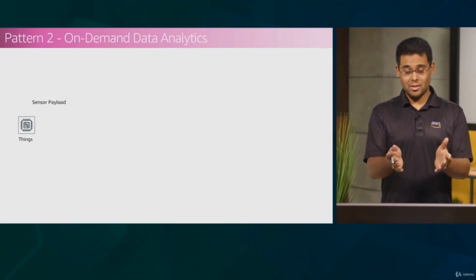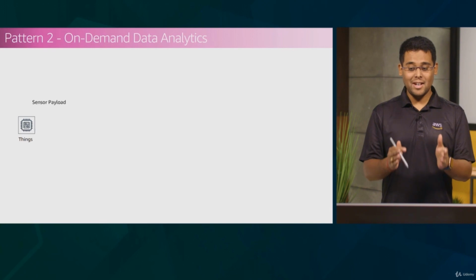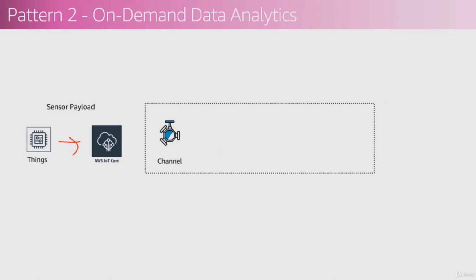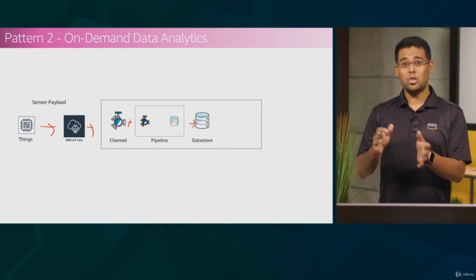For on-demand analytics, you can collect data from your devices, again, which could be sensors, refrigerators, cars, whatever it is, and analyze the data in an ad hoc fashion. So the way it will work, your devices will send the data, similar to the last one, to AWS IoT Core in an MQTT topic. IoT Core uses a rules engine to publish the data to the channel, which is the first point of ingestion within the IoT Analytics service. From the channel, the data again goes through a pipeline of activities and gets persisted into a data store. And the data can be persisted infinitely, or you can select the retention period for the data.